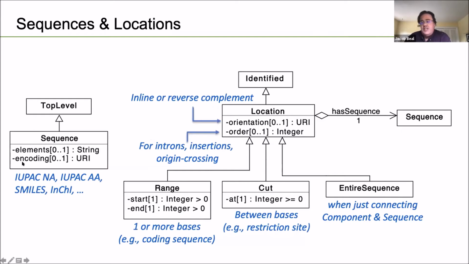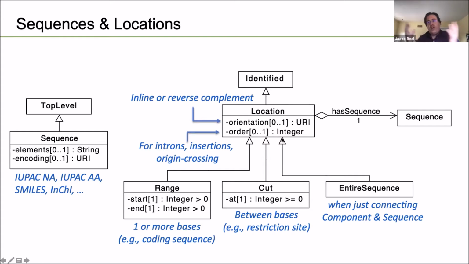So sequences are pretty simple. A sequence basically is a set of elements that are just some FASTA type information, and an encoding statement that says what you're looking at. Are you looking at nucleic acid? Are you looking at amino acid? Or, for chemistry people, are you looking at something like SMILES or an InChI key? That's a sequence.